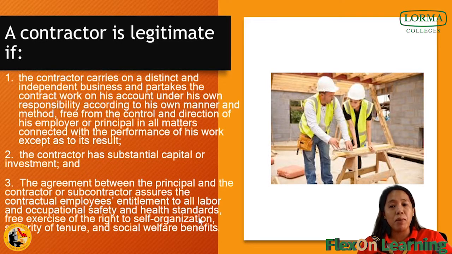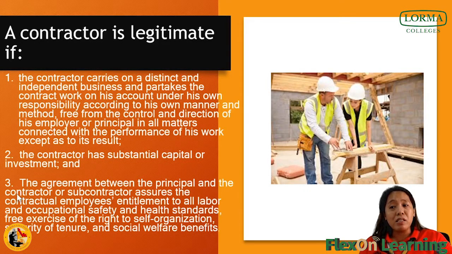So I will repeat. The employees are considered employees of the subcontractor. And the subcontractor together with the employees are considered employees of the contractor. And the contractor, subcontractor, and employees are considered employees of the principal. But who gives the benefits? The subcontractor should give the benefits to the employees, and the contractor gives the benefits to the subcontractor.